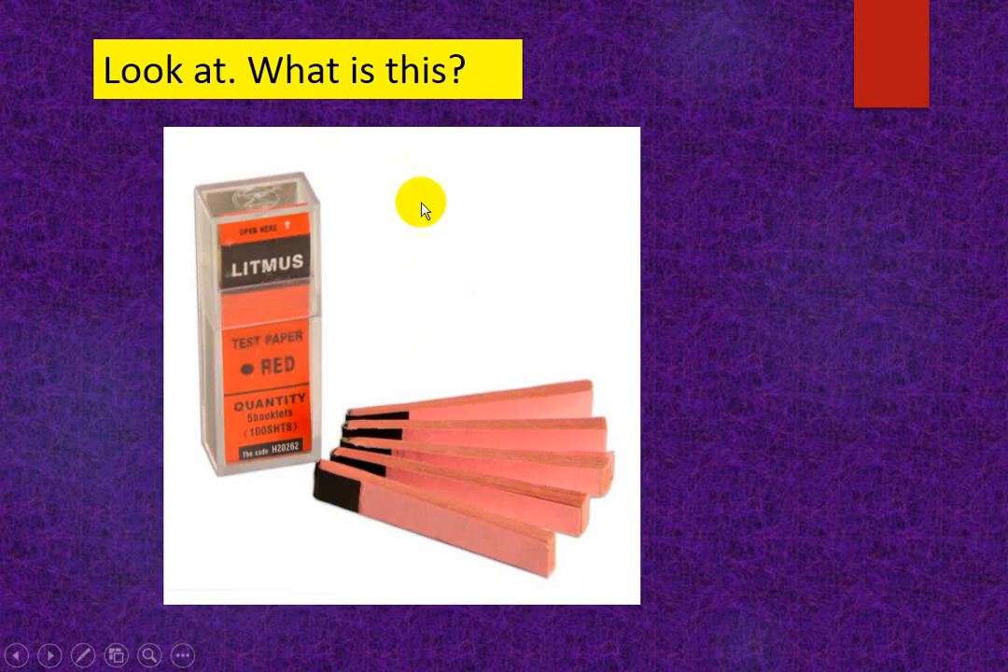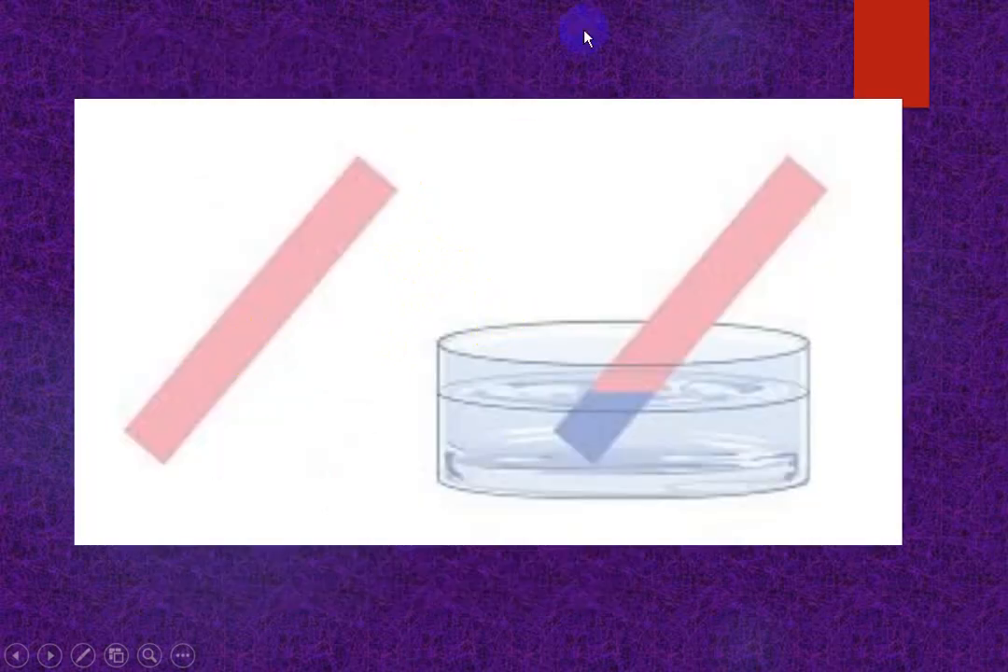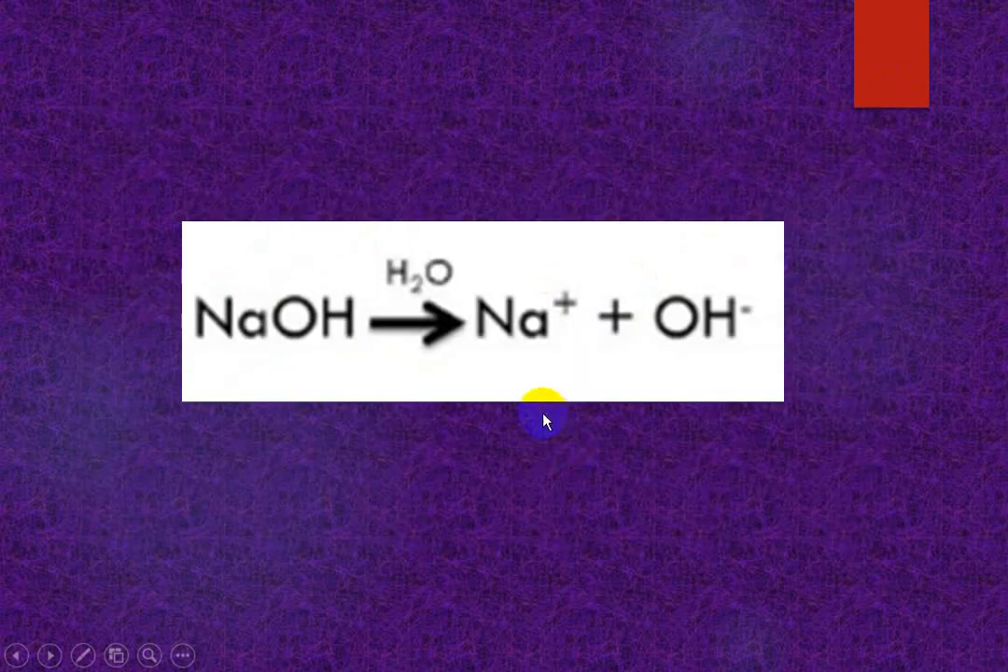Look at this, this is the litmus paper. This is the red litmus paper. Acid turns blue litmus paper red; sorry, a base turns red litmus paper blue. When red litmus is dipped in a base, it turns blue, and the base produces hydroxide ions in water.